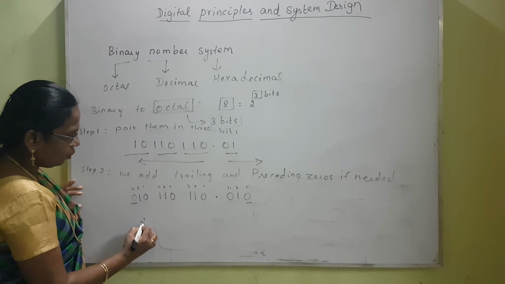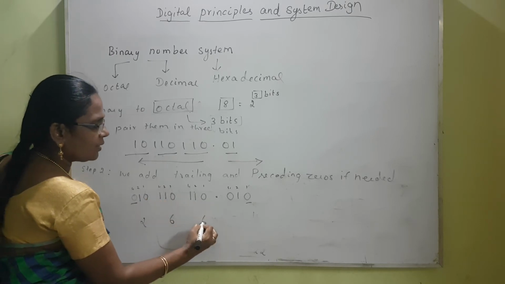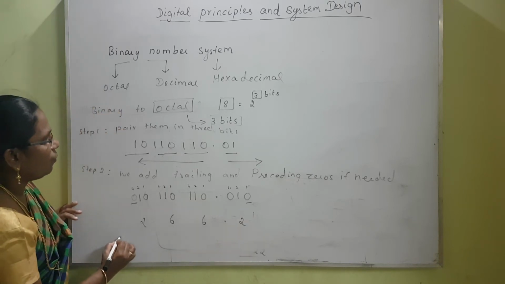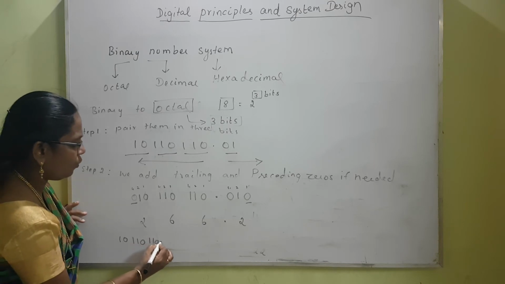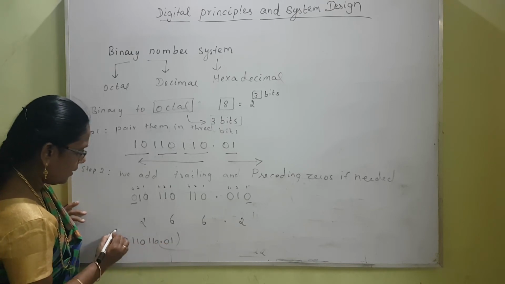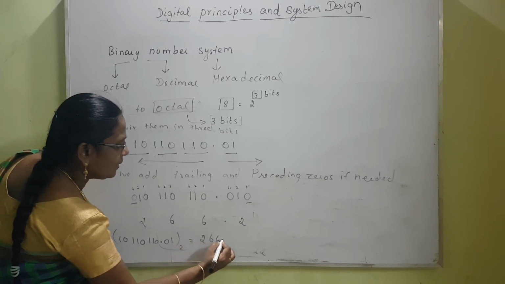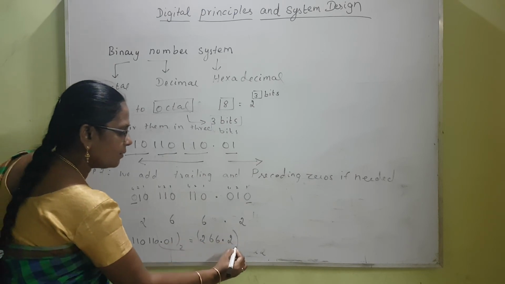So this is a 2. This is 4 plus 2, this is 6. This is 6.2. So 1011011.01 base 2 is equal to 266.2 to the base 8.